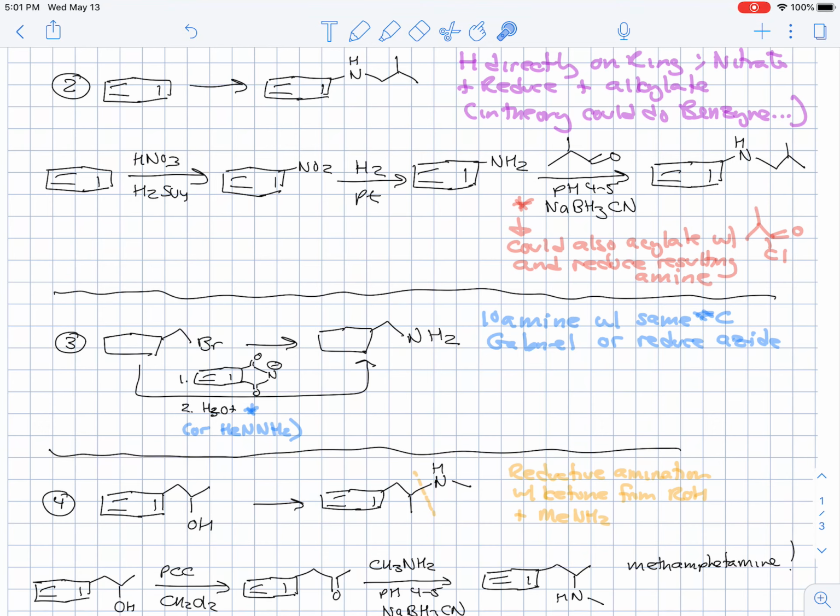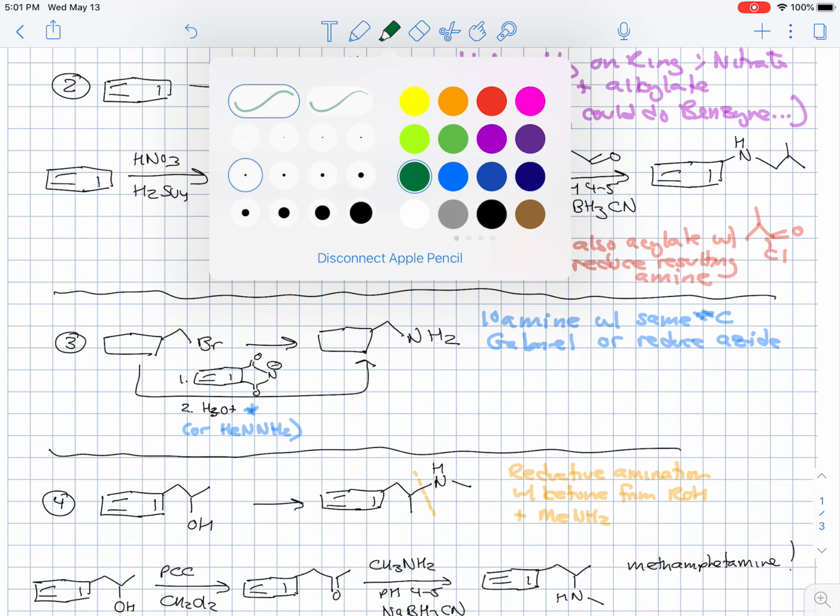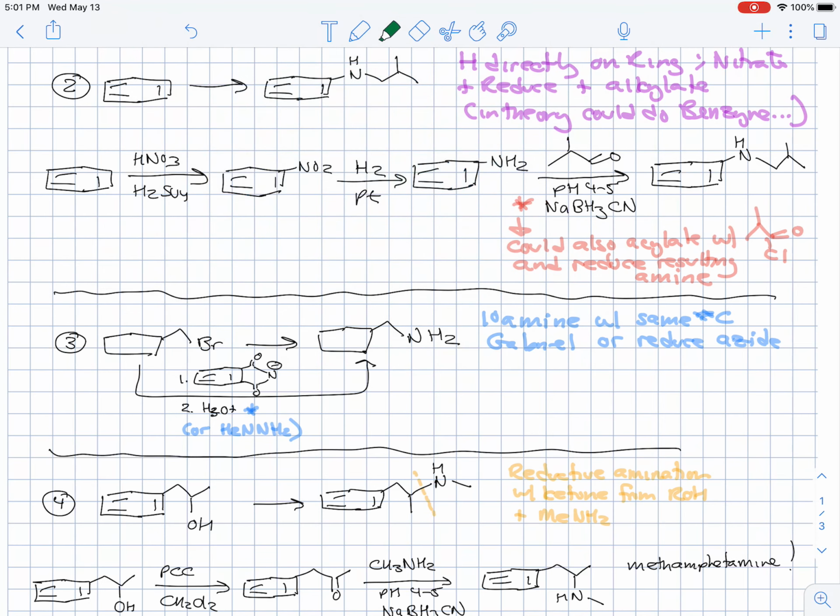So to do the Gabriel synthesis, you add this anion of phthalimide, and then you hydrolyze the resulting compound. So the first thing that happens is that this does an SN2. And the whole idea of the Gabriel synthesis is that you've blocked all the other positions on the nitrogen so that the nitrogen can only add once. So that gives you this species.